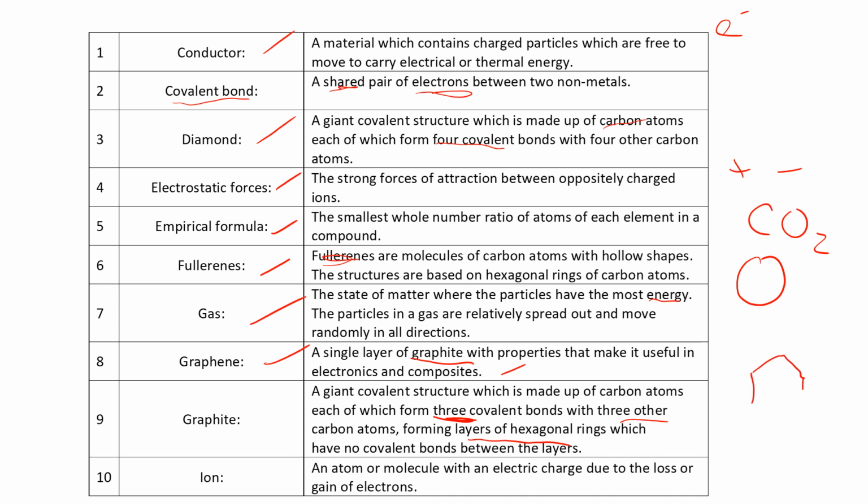So you've got your hexagons, which have no covalent bonds between the layers. So you have different layers, and each layer is graphene, and the whole thing together is graphite. An atom or molecule with an electric charge due to the loss or gain of electrons, so F- or Na+, is an ion.